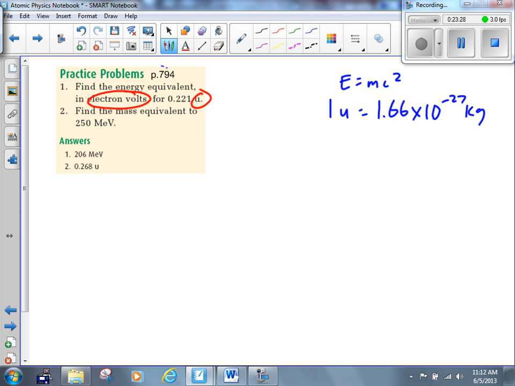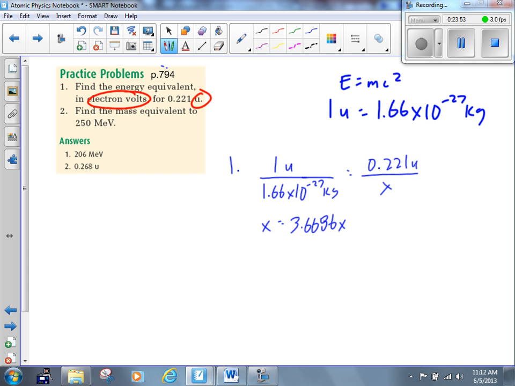Let's do the atomic mass unit conversion first. We're going to say one atomic mass unit is 1.66 times 10 to the minus 27 kilograms, equals 0.221 atomic mass units over x kilograms. Does anybody have the value for x there? 3.6686 times 10 to the minus 28. Thank you. So now we've got it in kilograms. That's good, because that's where we always want it, in kilograms.